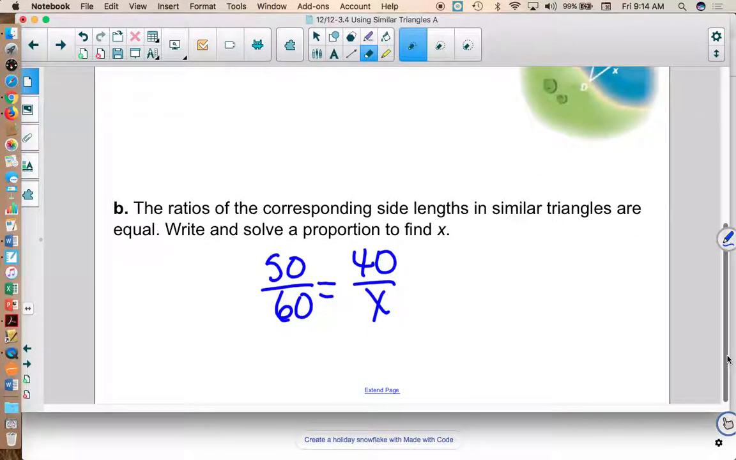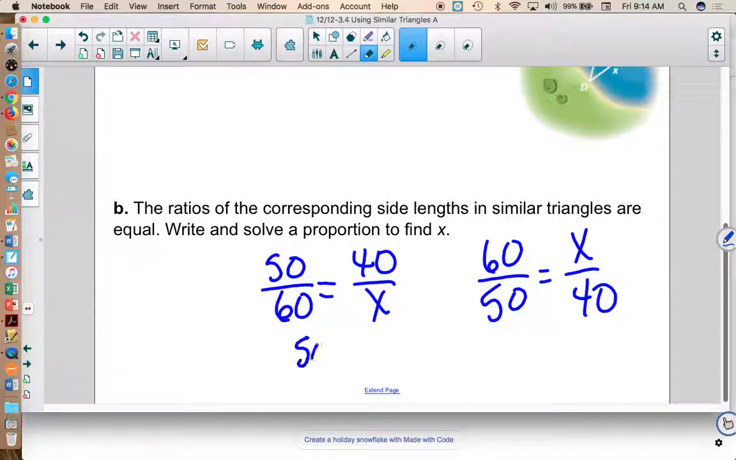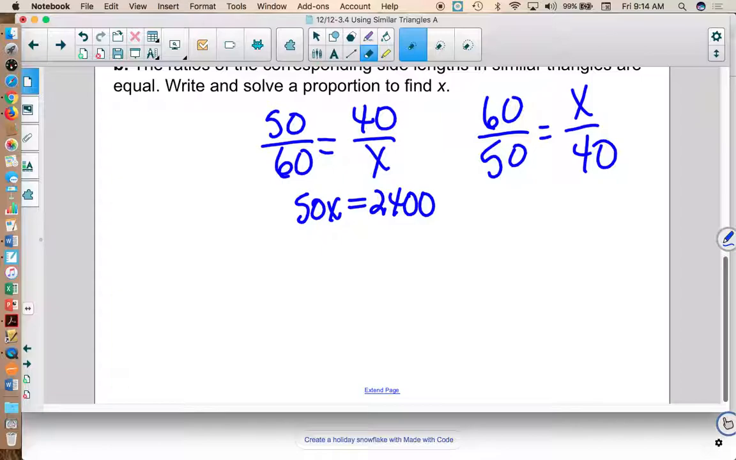Could it have been set up 60 over 50? Could we have done it this way? Is that gonna change it in any way? No, it won't, okay? So if we cross product, 50x equals how much? 60 times 40 is 2,400. And then to solve for x, we would have to divide by 50.